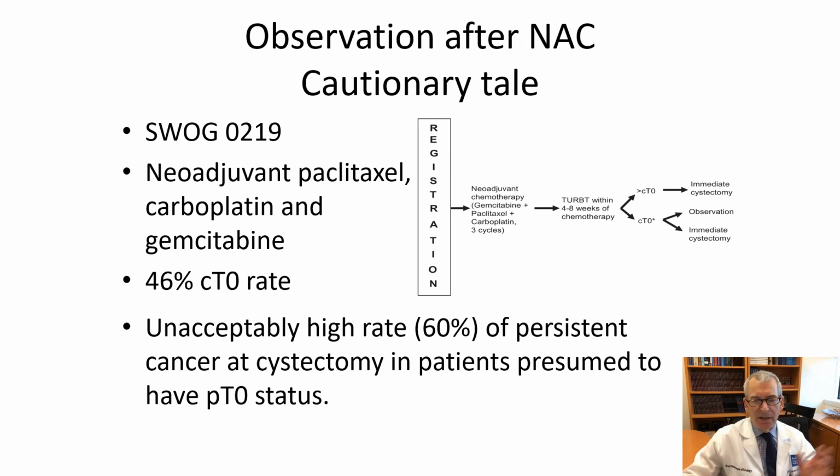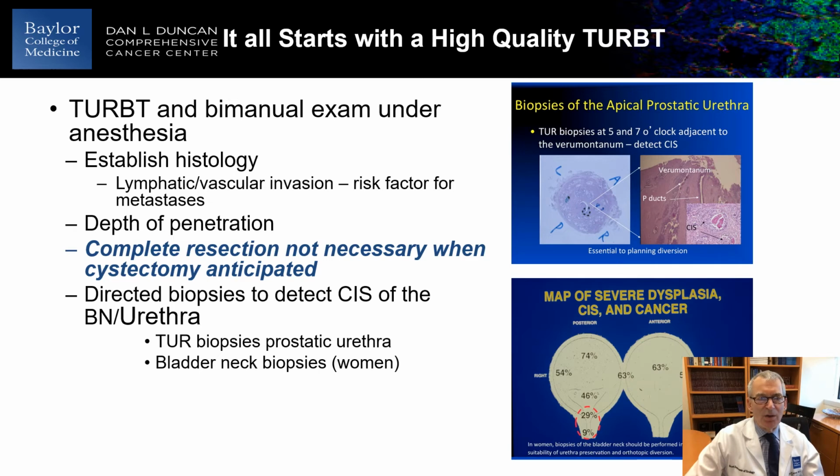So all of these data in aggregate have called attention to the challenges of clinical staging, whether it be with or without neoadjuvant chemotherapy. So I like to say that it all starts with a high-quality TURBT and bimanual examination under anesthesia. This tells us a lot of useful information about clinical stage. It establishes histology, allows us to look for some of these high-risk features that Steve Culp and the group at MD Anderson described, and gives us a sense about the depth of penetration. Complete resection isn't necessary when you're planning a cystectomy, though it's probably useful for patients undergoing chemoradiation therapy. I recommend doing site-directed biopsies to look at CIS and then also to sample the bladder neck and the urethra. And these are important for planning your urinary diversion.